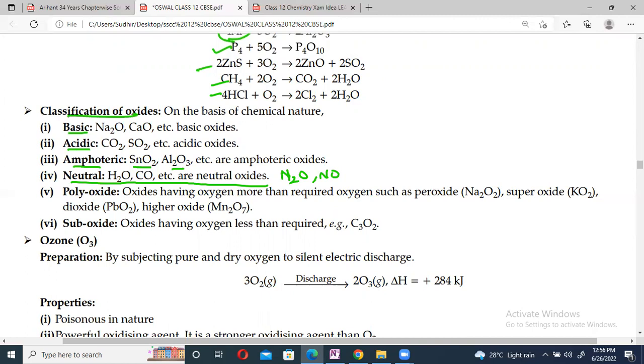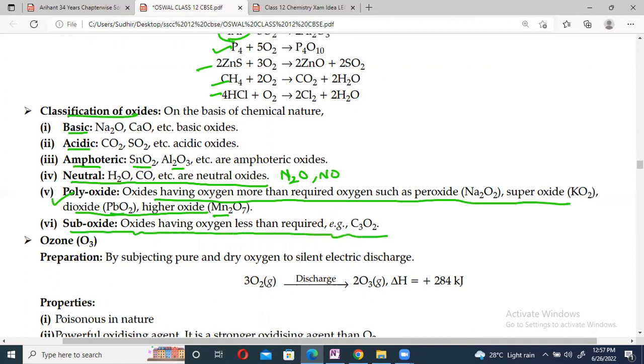But these are the oxides which are at the higher oxidation state. That means oxides having oxygen more than required, such as peroxide, superoxide, dioxide, higher oxide. They are the polyoxides. Suboxide means oxide having oxygen less than the required one. But one more point will be coming.